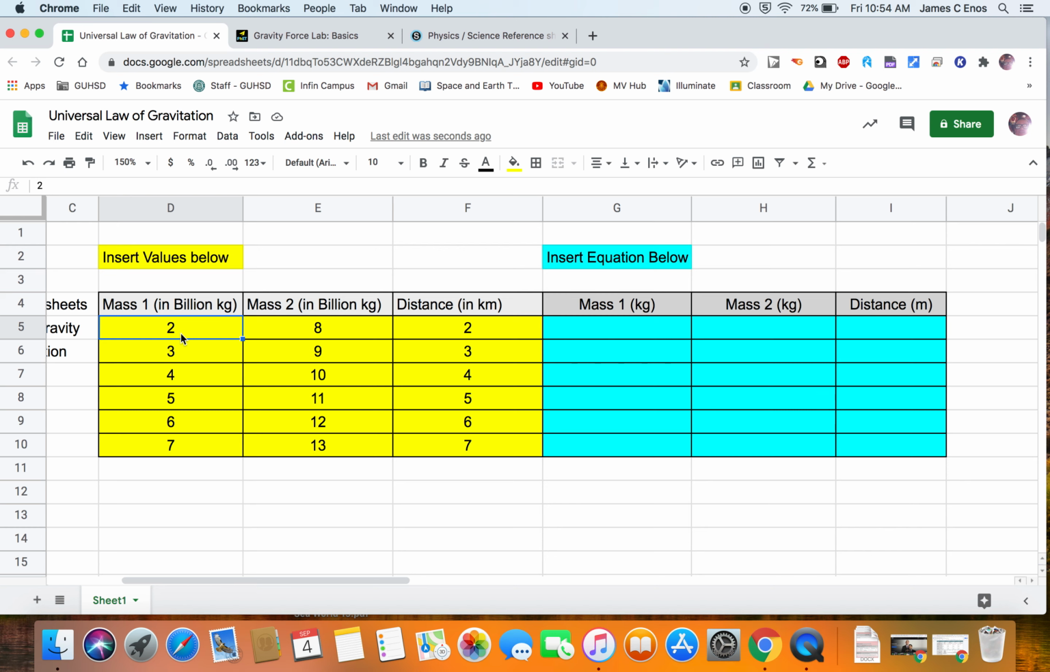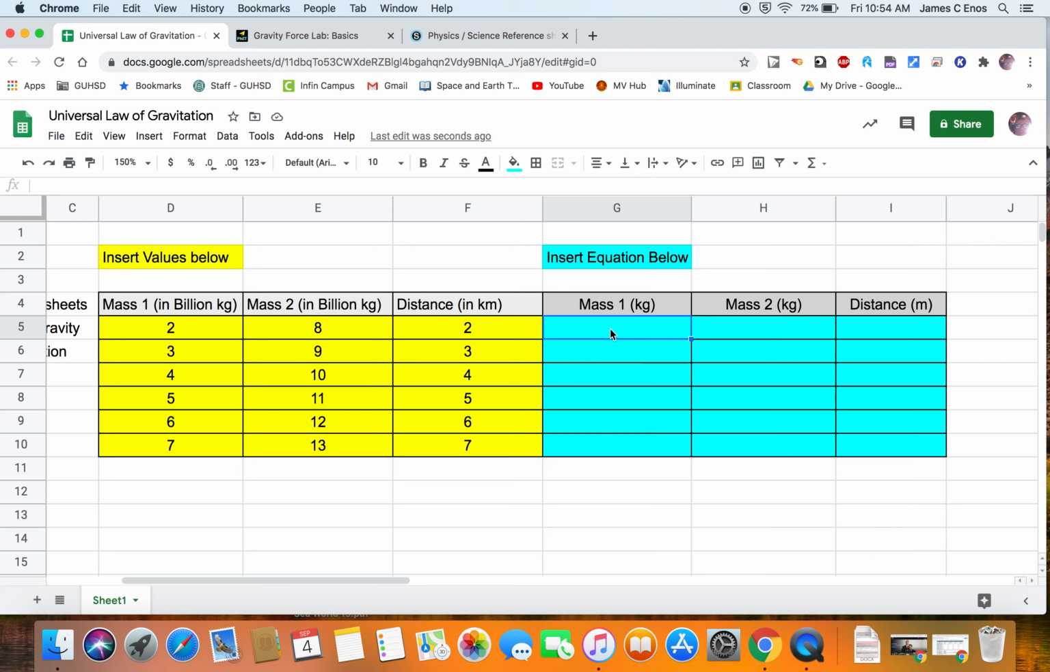as whole integer values. So mass 1 can be 2 billion kilograms, 3 billion, 4 billion, 5, 6, 7 billion kilograms. Mass 2 will be 8 billion, 9 billion, 10 billion, 11, 12, and 13 billion. Now we're not writing out all the zeros, we're just keeping it as whole integers.